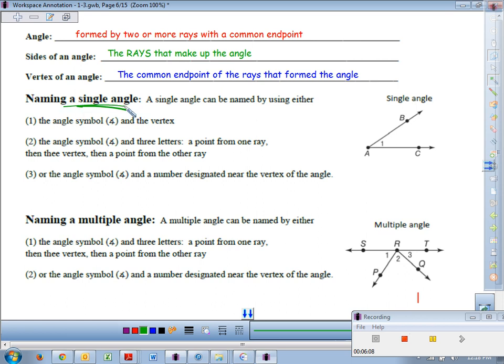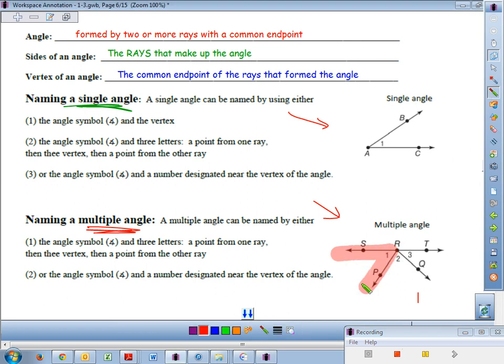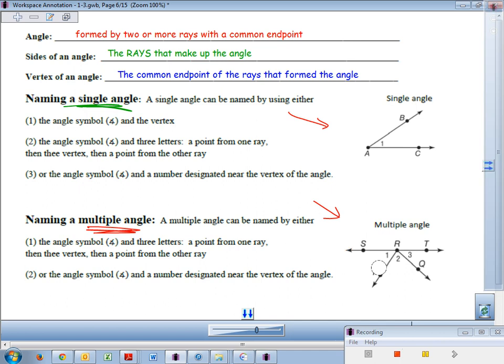First, we've got single angles and we've got multiple angles. Can you kind of tell that in this picture, how many angles do you see? One. Down here, how many angles do you see? There's a lot more than three, my friends. There's a bunch of angles in that picture. I'll show you. Here's one, here's one, here's another one, here's another one. There's even more than that. So, naming single angles versus naming multiple angles. Sound okay? So first, how do you name a single angle?